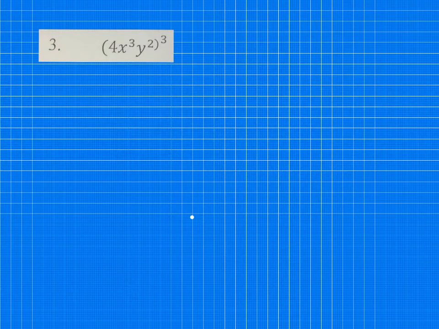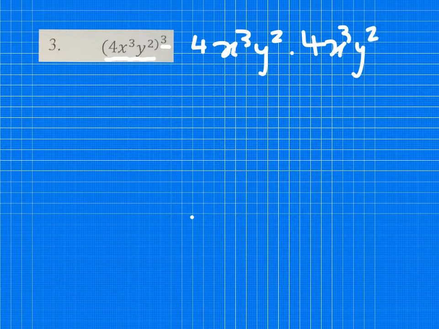This question is about simplifying the algebraic expression. The first thing we need to do is take account of this power of 3. And this means that the whole expression is multiplied by itself 3 times. 4x cubed y squared times 4x cubed y squared times 4x cubed y squared.